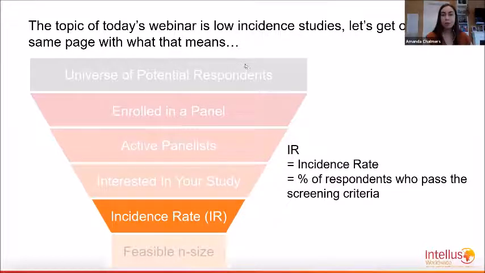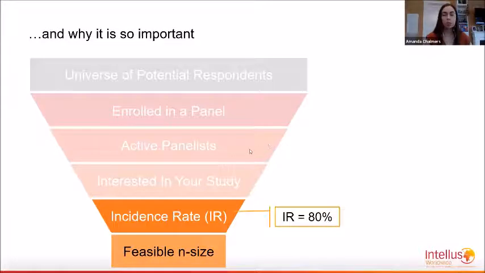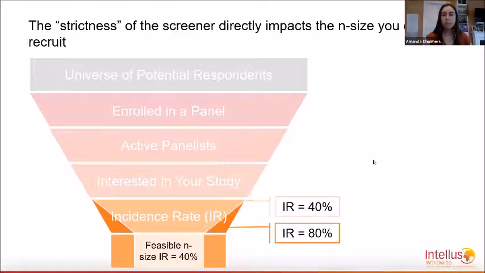So the topic of today's webinar, low incidence studies. Let's get super clear with what that means. IR is incidence rate, and that is the percent of respondents who pass the screening criteria. And why is it so important? Let's visually imagine that the IR is 80%. So everyone who's interested in the study and clicks on my screener, 80% of people pass it. So visually, this is the number of people who would qualify. But what if I cut that in half? What if only exactly 40% screen in instead of 80%? That exactly cuts my feasible sample size in half. And that's why it's so important.